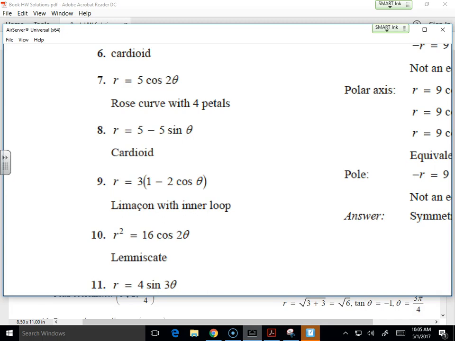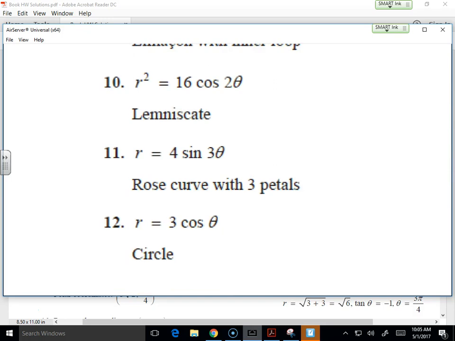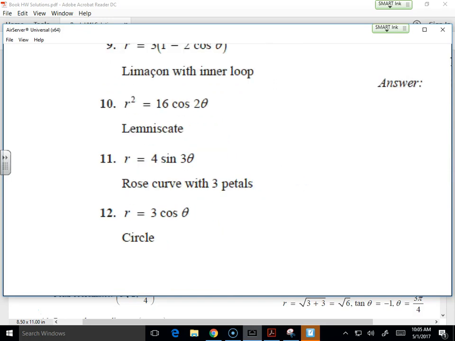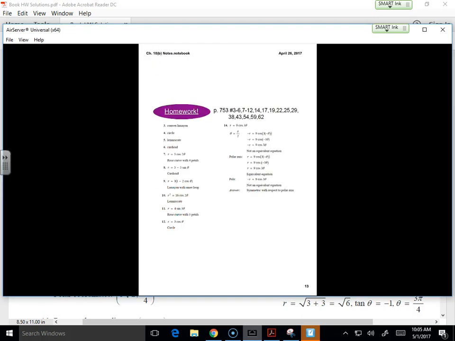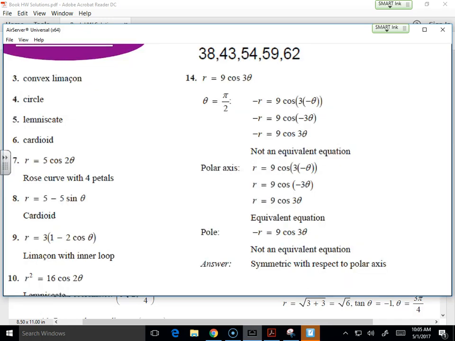A rose curve with 4 petals. 8 is a cardioid. 9 is a limaçon with the loop. That's important as far as the picture. I would just take a limaçon. 10 is a limaçon. 11 is a rose with 3 petals. 12 is a circle. Okay. I only had odds in there because it was easier than just taking pictures of all the problems.